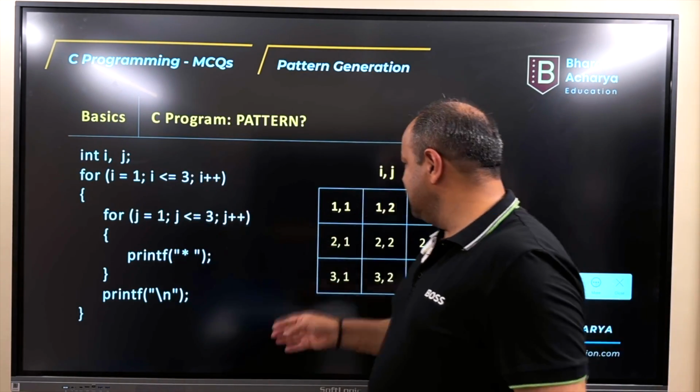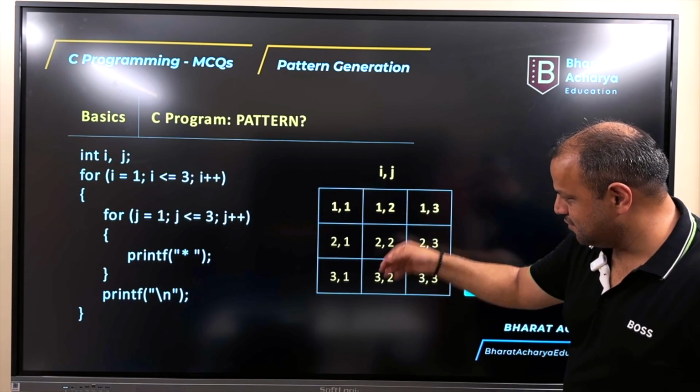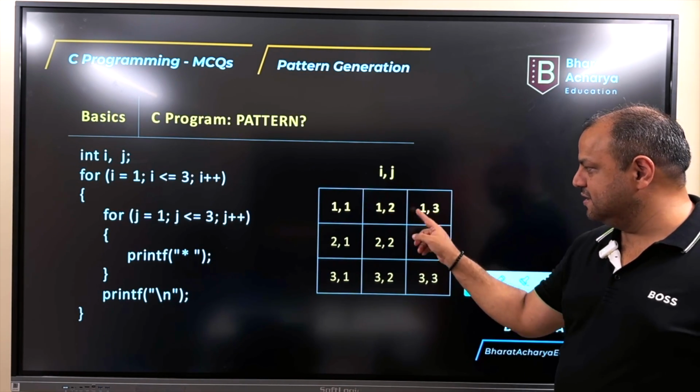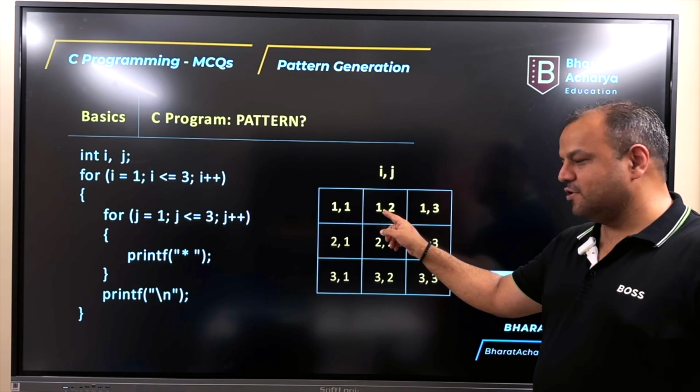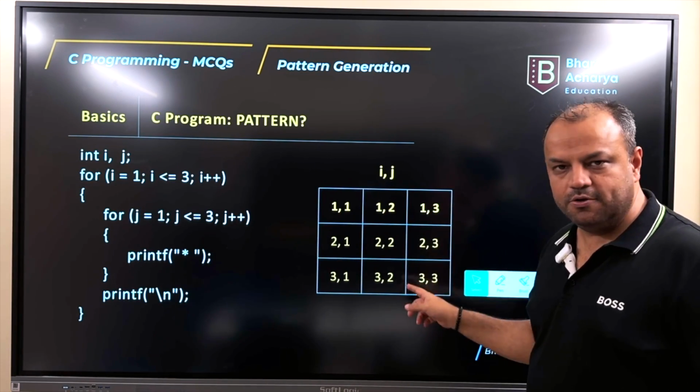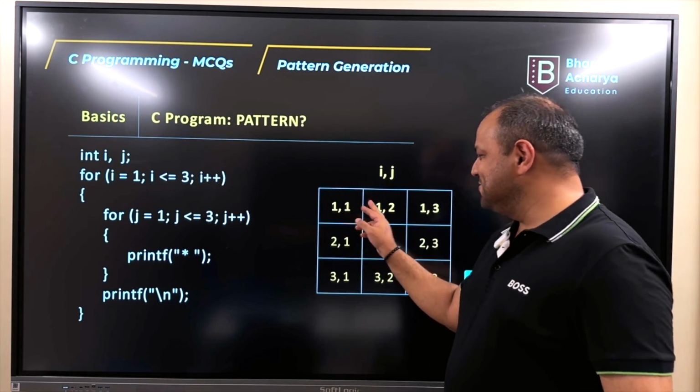Similarly, j controls your columns. So this is your first column, second column, and third column. Now you understand every cell. First row, first column; first row, second column; first row, third column; and don't make me do it. You understood it, right? So that's your i, j.